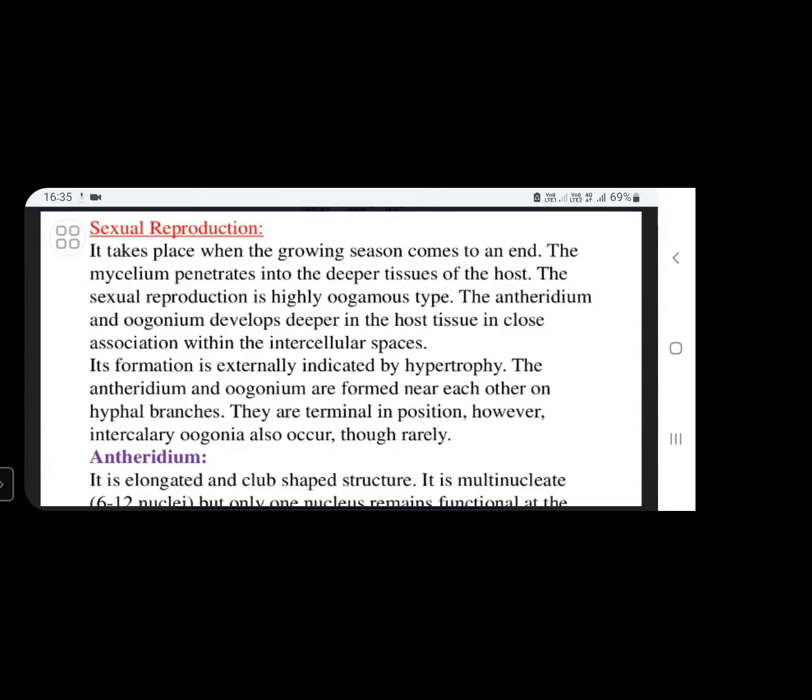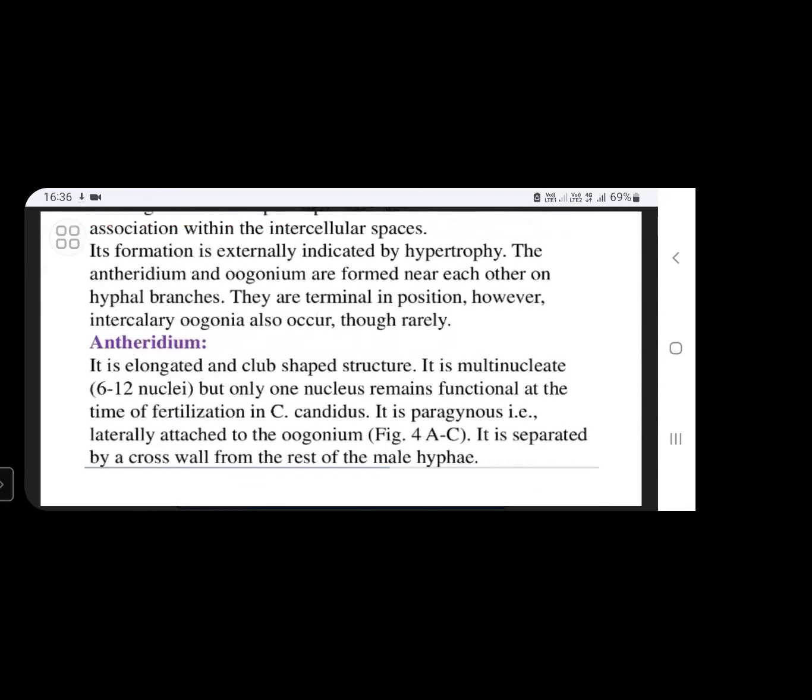Based on the number of nuclei involved in the fertilization process during sexual reproduction, Albugo species are classified into three types. One is called Albugo candida type, the second is called Albugo bliti type, and the third is called Albugo tragopogonis type. On what basis are Albugo species classified into three types? On the basis of the number of nuclei involved in the fertilization process.